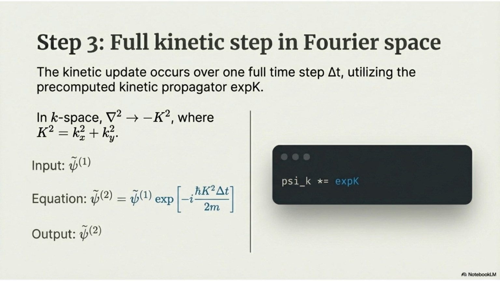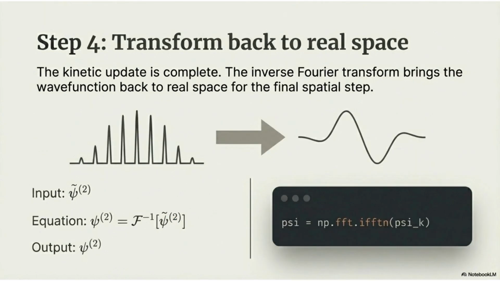Step 3 is the full kinetic step in Fourier space. The kinetic update occurs over one full time step delta t, utilizing the pre-computed kinetic propagator, exp(-i k^2 delta t / 2). The resulting wave function is Psi-2. Step 4 transforms the wave function back to real space using the inverse Fourier transform. This brings the wave function back for the final spatial step.